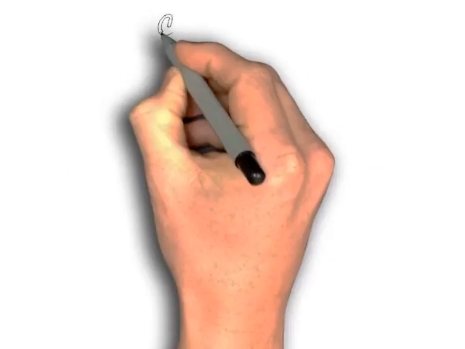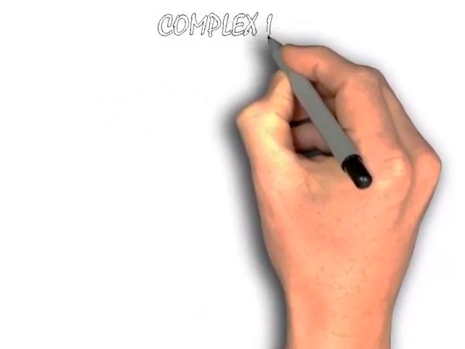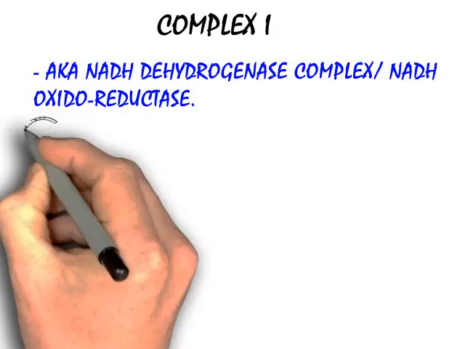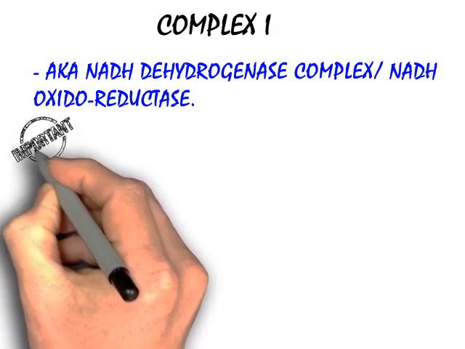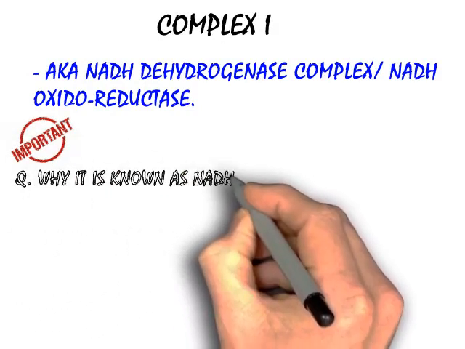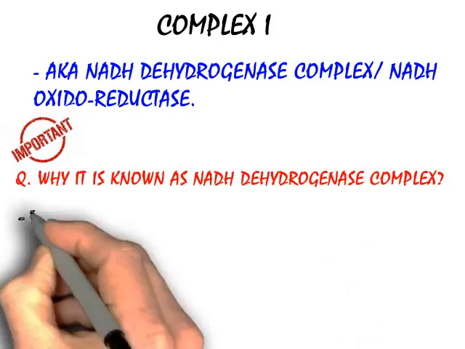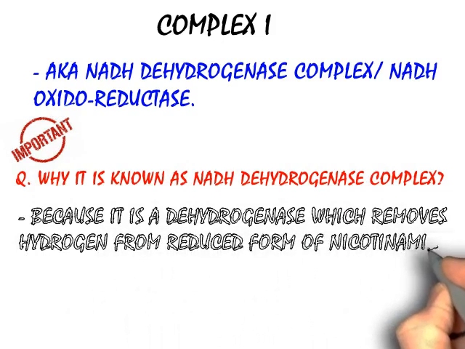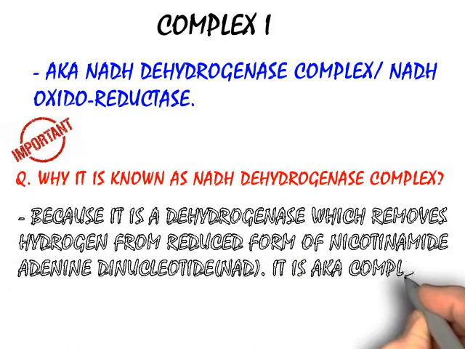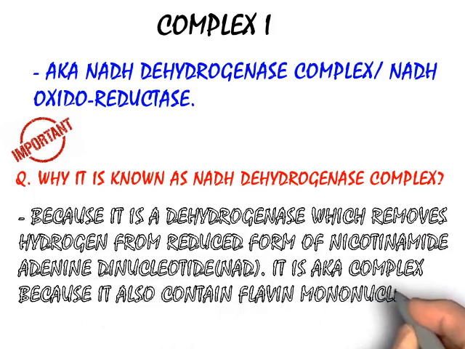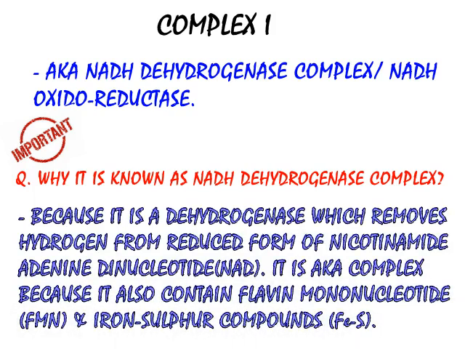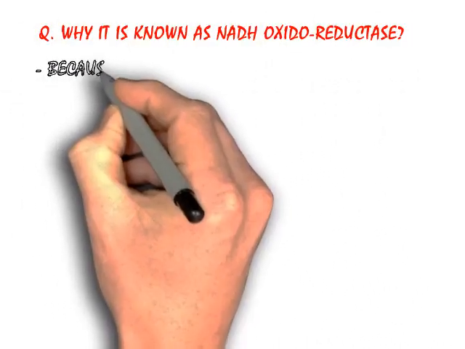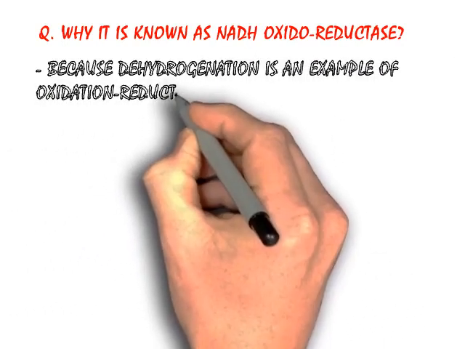Now let's talk about the complex number 1. The very first complex is also known as NADH dehydrogenase complex and or NADH oxidoreductase. Now this is very important. Why is it known as NADH dehydrogenase complex? It is so because it is a dehydrogenase which removes hydrogen from the reduced form of nicotinamide adenine dinucleotide. It is known as complex because it also contains FMN and iron sulfur compounds. Now why is it known as NADH oxidoreductase? Because dehydrogenation is an example of oxidation reduction reaction.